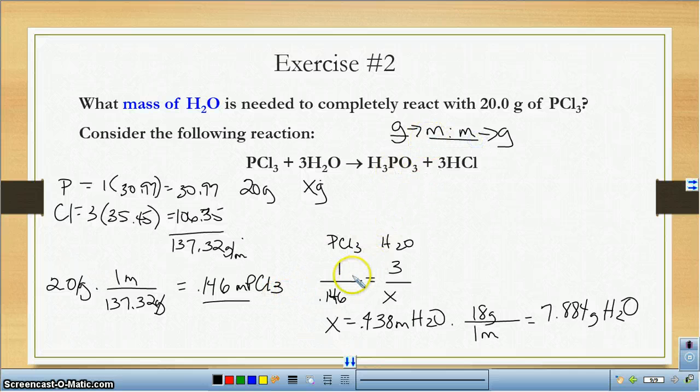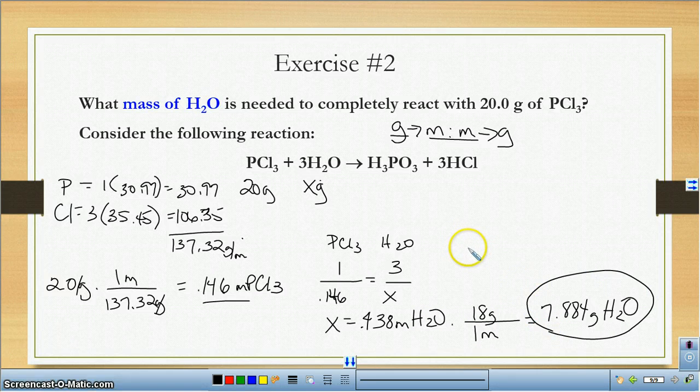I now do my mole to mole ratio, and I should end up needing 0.438 moles of water. And I know that the mass of water is 18 grams per mole, so I multiply that times 18, and my final answer is 7.884 grams of water needed to completely react with 20.9 grams of PCl3. And it is important that you realize that sometimes they're going to be asking for how much reactant I need to react with another reactant, as opposed to how much of a product I'm going to be creating.